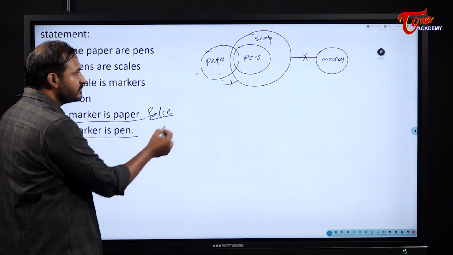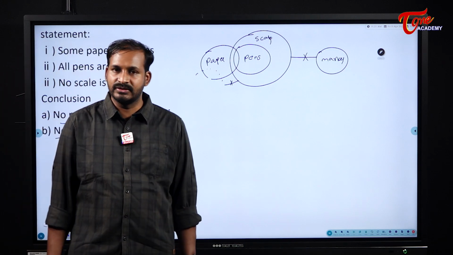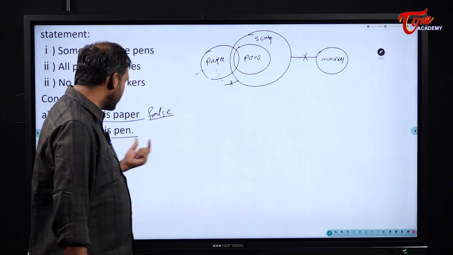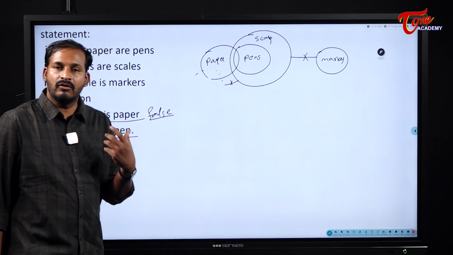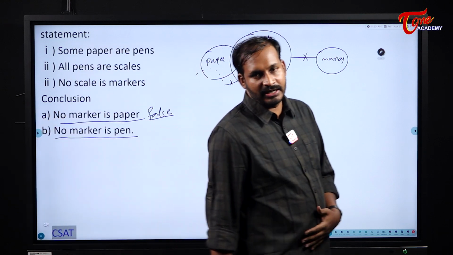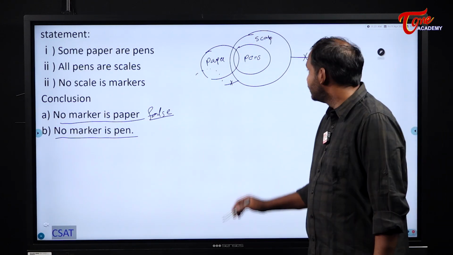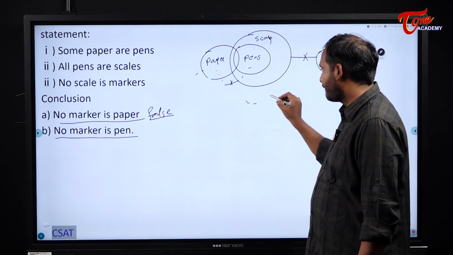So that means it becomes true. In the basic diagram, this negative conclusion is true. So now what will I do? I will try to draw an alternate diagram such that marker mixes with pen.